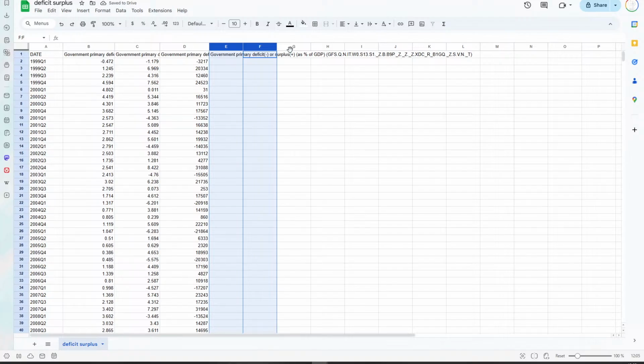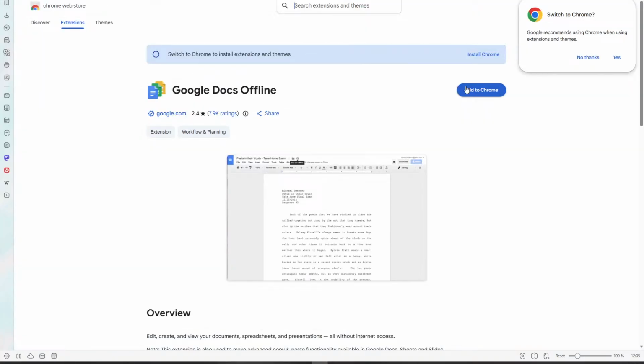Why ask me to install something that I should have already? Yeah, add to Chrome, add extension. No thanks. Anyway, if you're interested, I'm using Vivaldi, which is a European browser, and it's actually very good.